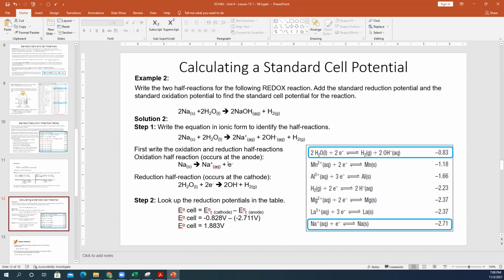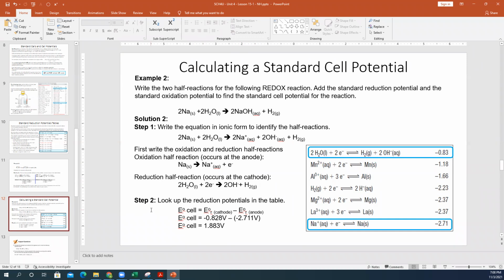Then you have the reduction half reaction. You write the reduction half reaction, which occurs at the cathode. So remember, red cat. Reduction happens at the cathode, and reduction is always accompanied by a gain of electrons. So here we have our water molecule gaining 2 electrons to give 2 hydroxides plus the H2 molecule.